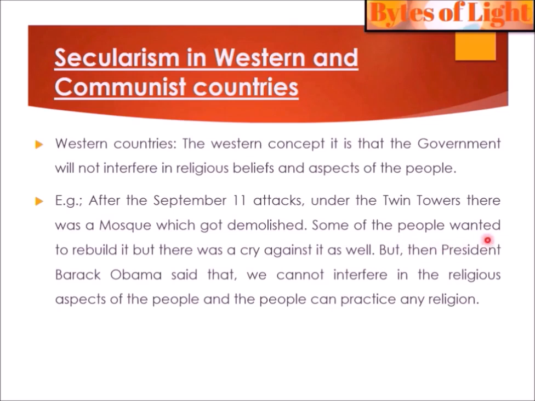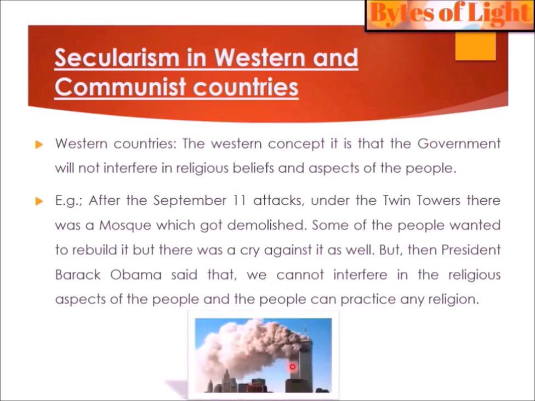Some of the people wanted to rebuild it, but there was a cry against it as well. But then President Barack Obama said that we cannot interfere in the religious aspects of the people, and the people can practice any religion. That is, the building of the mosque was approved, and in Western countries, the government doesn't interfere in the religious beliefs. This is the image of the Twin Tower on which the attack was made, and under this was the mosque.